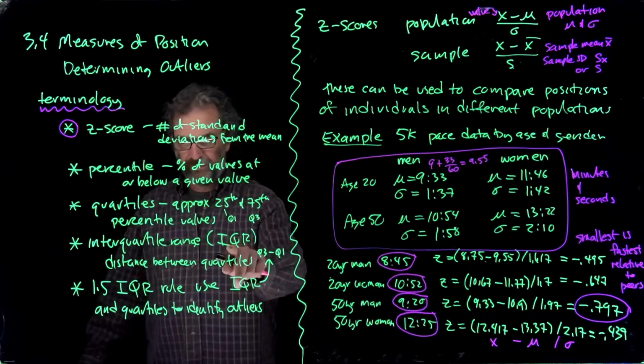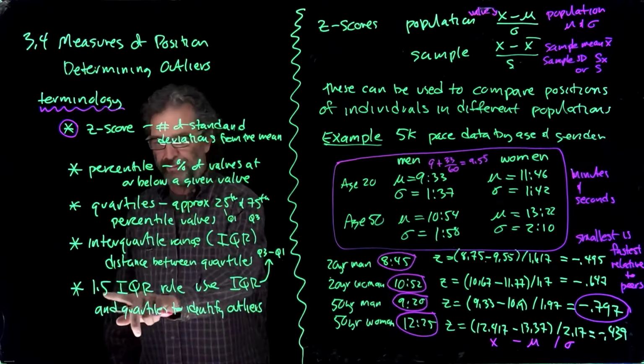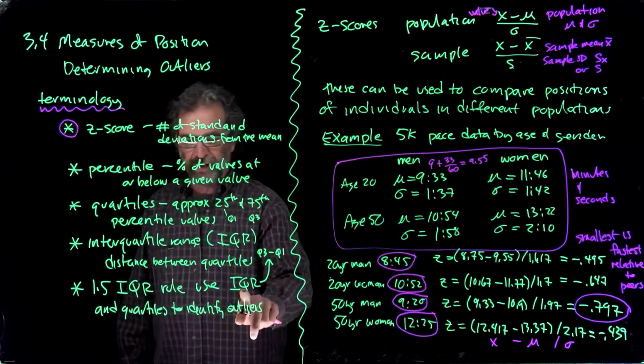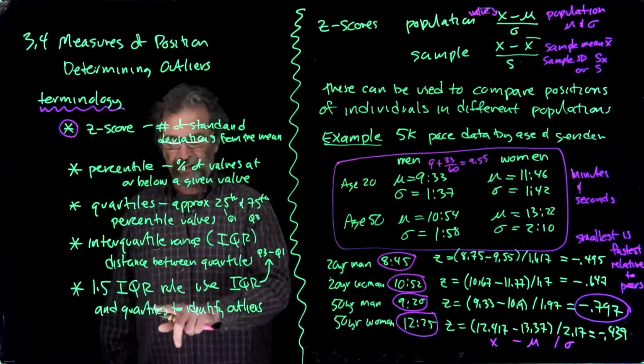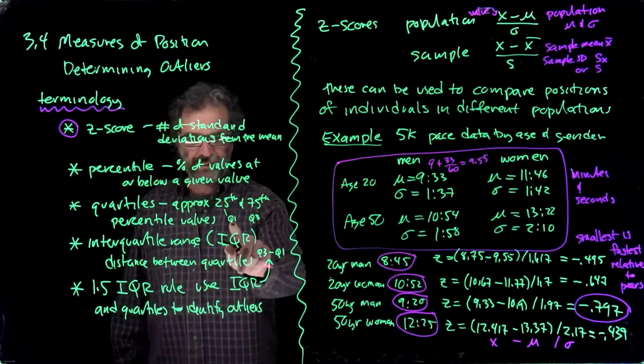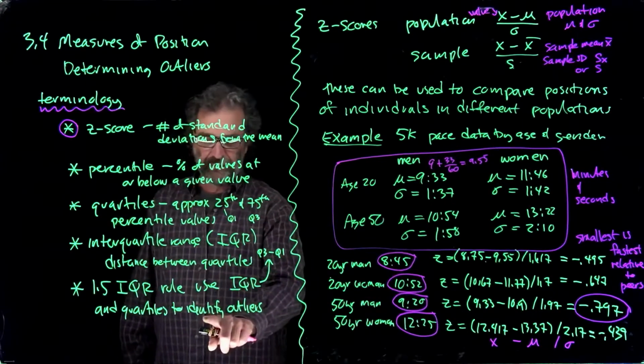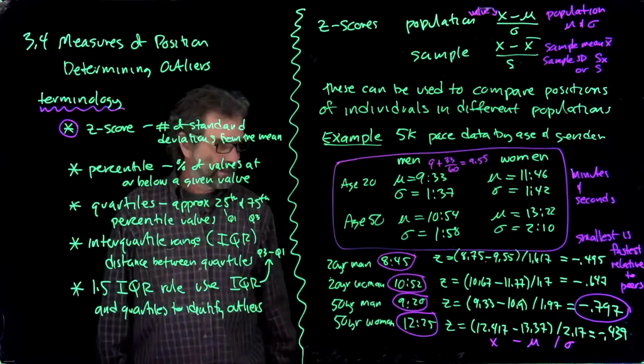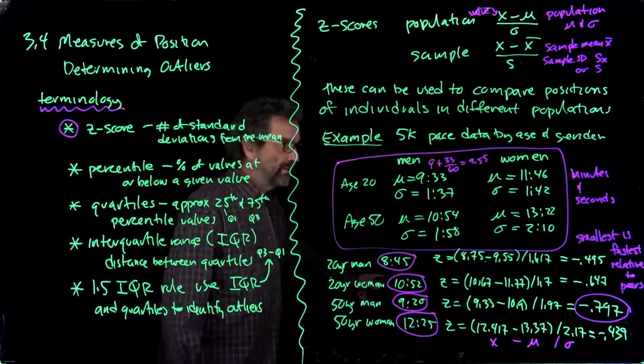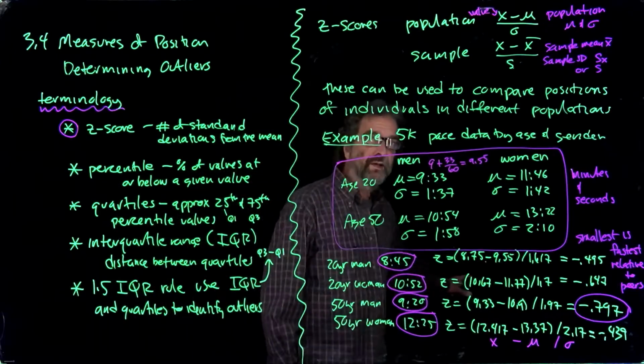We'll be computing that, and then we'll be using the 1.5 IQR rule. It uses IQR times 1.5 and the quartiles, these actual numbers you'll come up with, to give a range outside of which we would consider values to be outliers. Okay, got that under control.